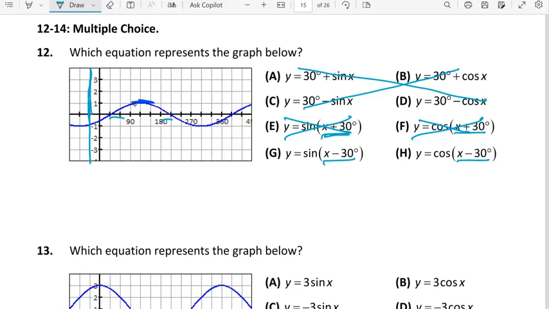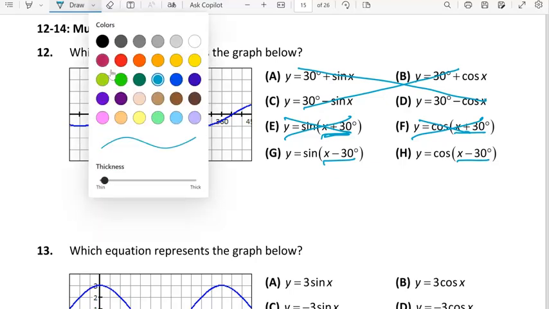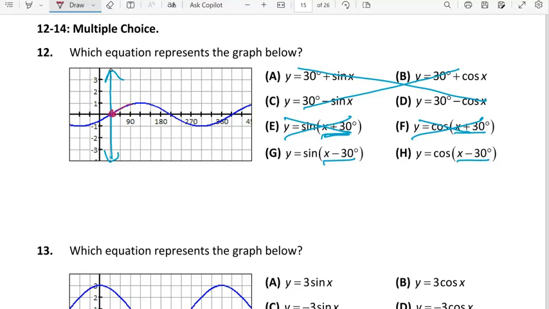Now we're left with a phase shift of positive 30 and deciding whether this is a cosine or a sine. So if I treat this as a phase shift of positive 30, there's our new y-axis, and then look at the graph from there. Here's one cycle, which starts at the new origin and then goes up to 1, back down to 0, down to negative 1, and back to 0. That is a sine function, so this must be the correct answer.